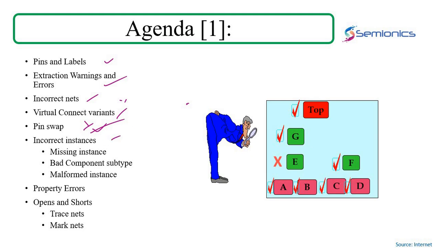Incorrect instances. These are very common LVS errors which we come across. Sometimes you get a missing instance, sometimes a bad component subtype, and sometimes malformed devices. What is the difference between all these three? You have probably not paid attention to malformed device or bad component subtype, but majority wise, you might have faced missing instances. So when do you get these errors? What have you not done in your layout, or what have you done and kept in your layout, that you're getting these errors? We will try to understand and differentiate all these three kinds of errors.